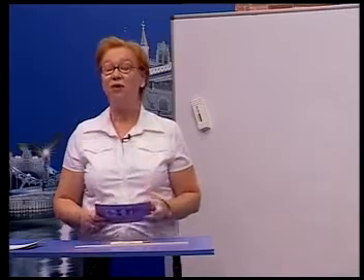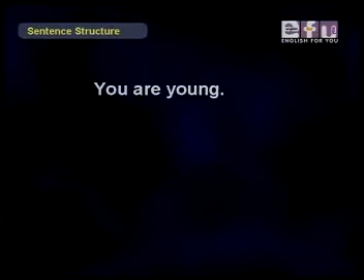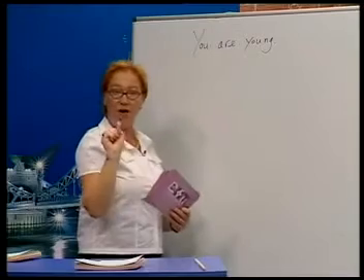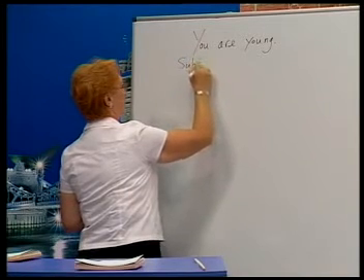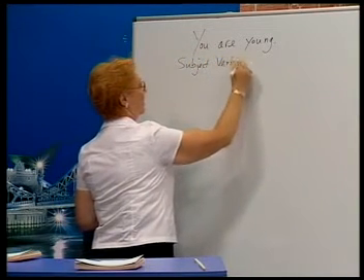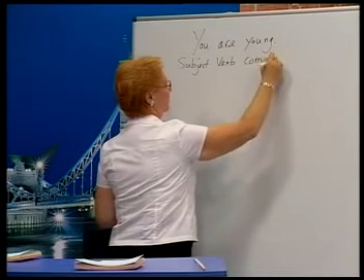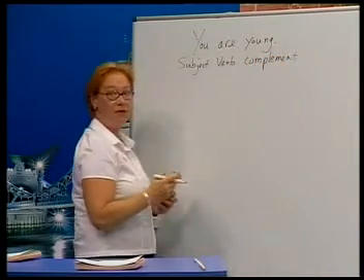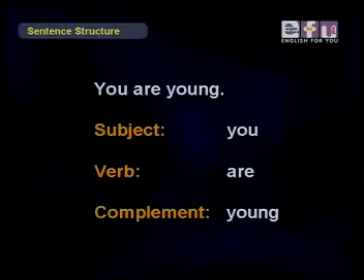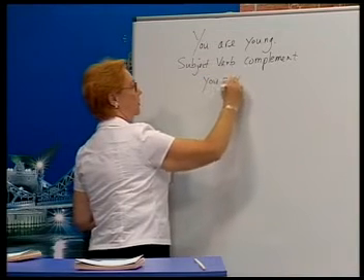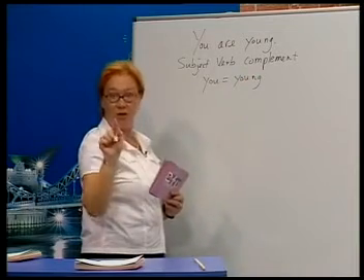Today we're going to study nationalities and languages. But first we're going to study sentence structure. Now before we saw this sentence, you are young. You are young. And these are the parts: subject, verb, and complement. And remember, you are young. Subject, verb, complement. You are young.